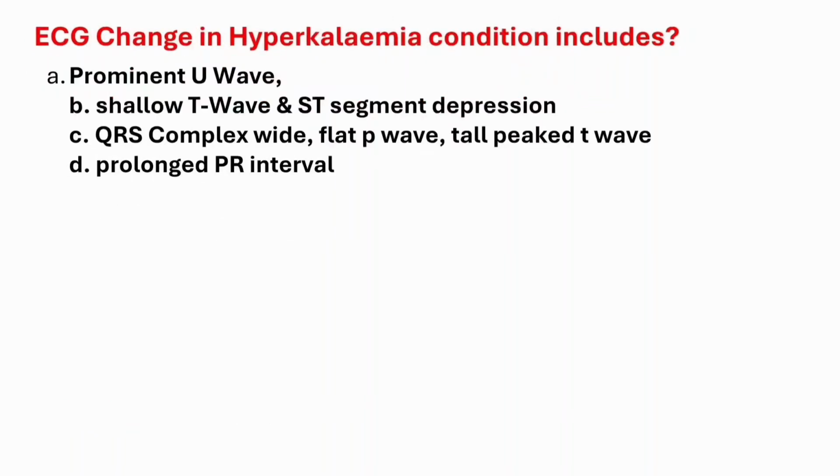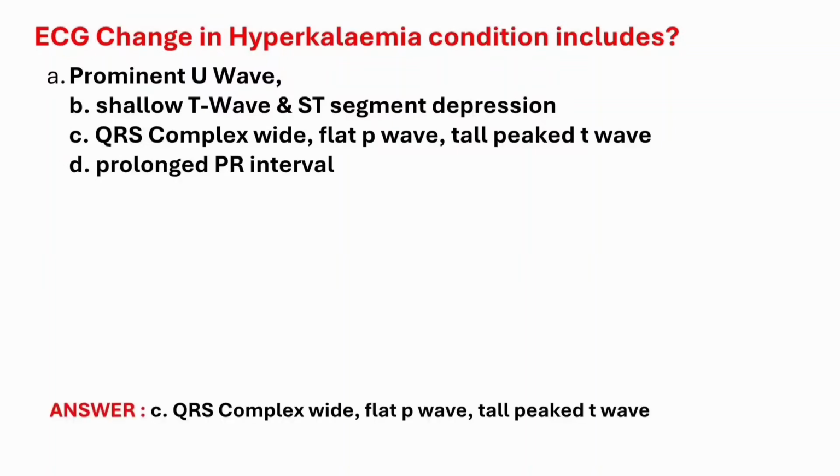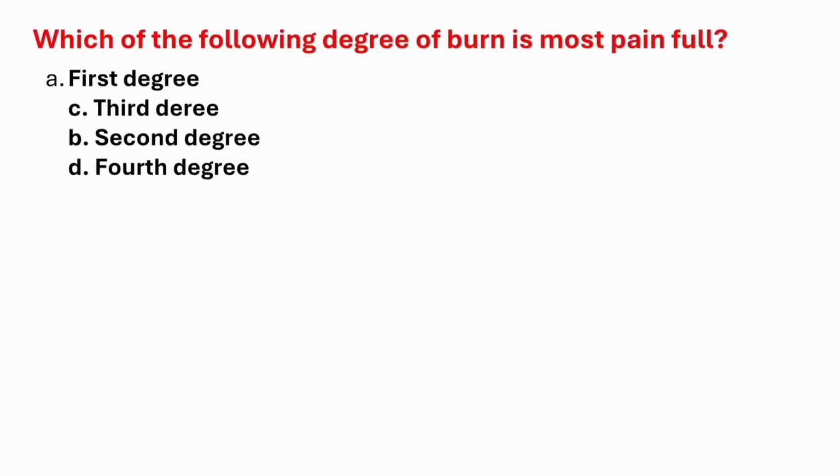ECG changes in hyperkalemia include A. Prominent U wave. B. Shallow T wave and ST segment depression. C. QRS complex wide, flat P wave, tall peaked T wave. D. Prolonged PR interval. The correct answer is C. QRS complex wide, flat P wave, tall peaked T wave. Which of the following degrees of burn is most painful? A. First degree. B. Second degree. C. Third degree. D. Fourth degree. The correct answer is B.